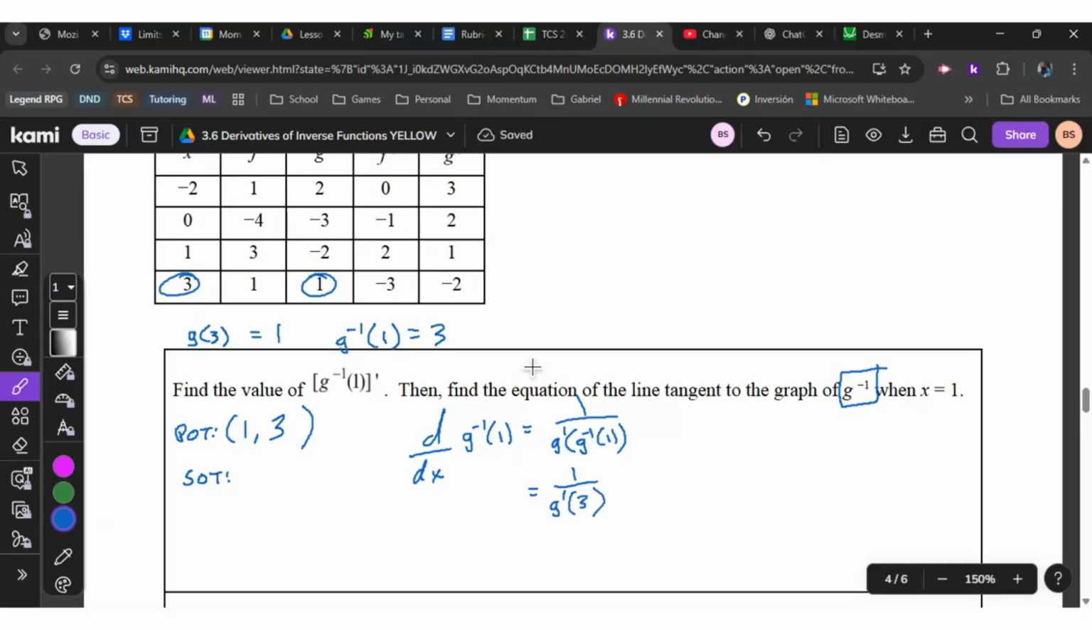And G prime of 3, where is 3? -2. Okay, so this is going to be negative 1/2. Okay, we got somewhere. So y minus the y coordinate, which is 3, equals the slope, which is -1/2, of x minus the x coordinate, which is 1. So x minus 1.